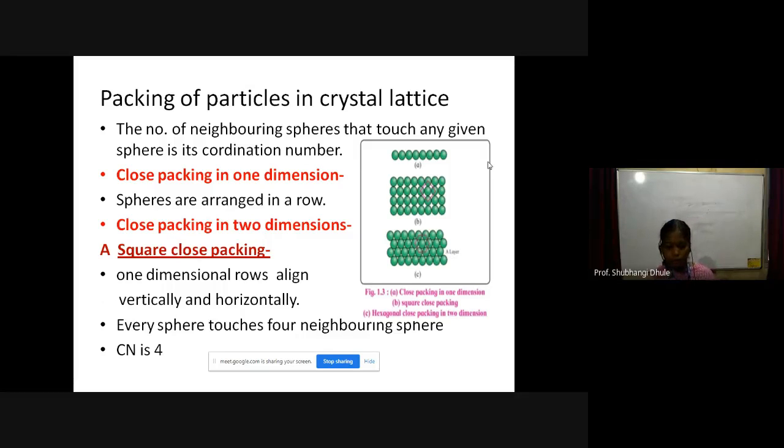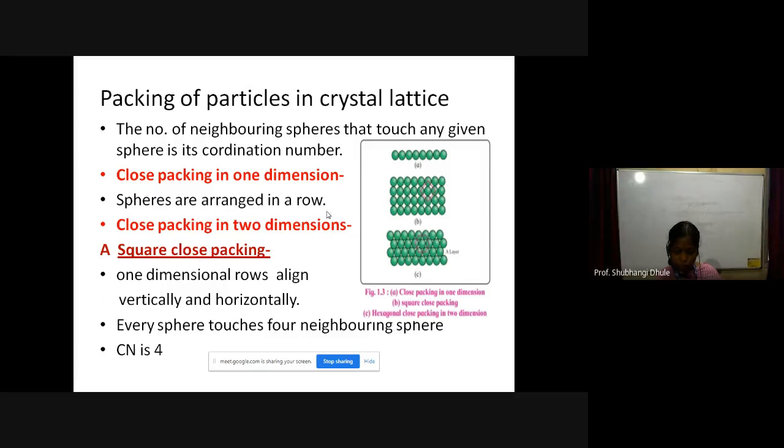If you observe the images and select any sphere, it is in close contact with these four spheres. Hence the coordination number is 4. Any sphere in square close packing touches four other spheres.